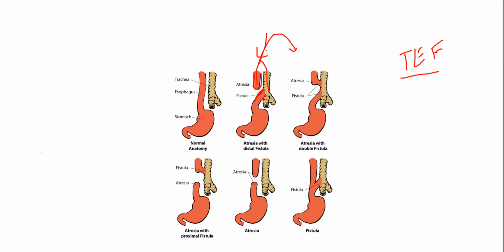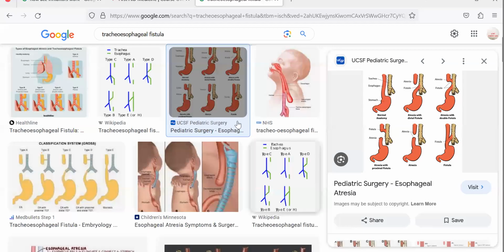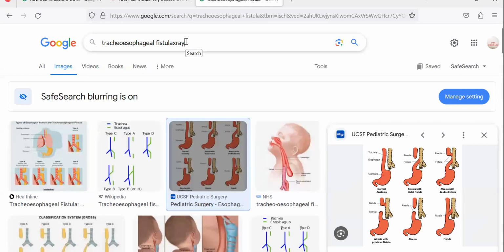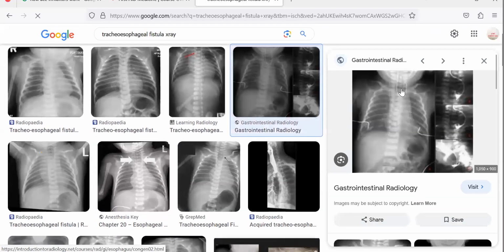If you do an X-ray in these children, you will find a very peculiar thing. When you pass the NG tube, it will curl like this. I'll show you how it looks. What you see here is called coiling of the NG tube. Can you see that they tried to insert the NG tube? The NG tube is supposed to go up to the stomach, right? But you can see this coiling of the NG tube.